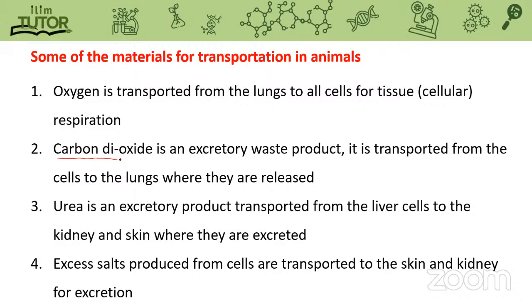Now, in the case of carbon dioxide, this is a waste product and it needs to be moved out of the body as quickly as possible because it can become toxic. There are proper channels through which this carbon dioxide is moved out from where it is produced to where it will be released into the environment. Number three, we have urea, or simply put, nitrogenous compounds.